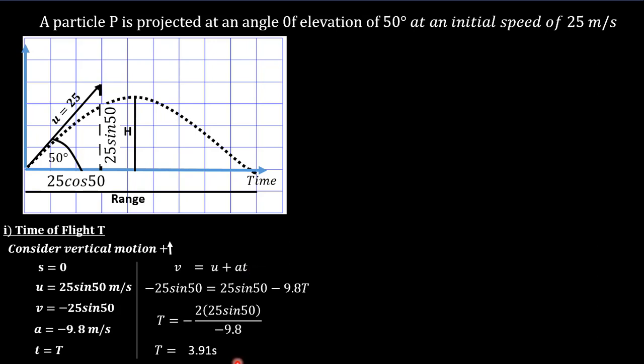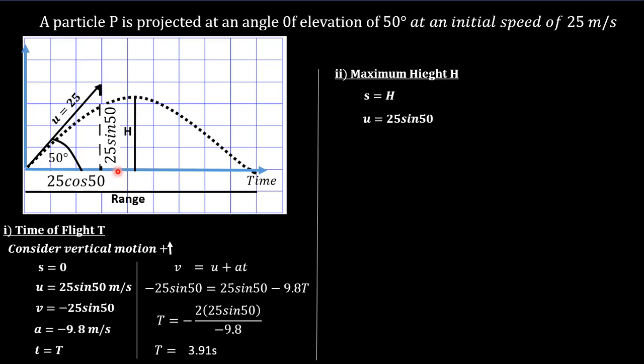Now the second thing that we are interested in finding out is the maximum height attained by the particle P. For that particular case students, once again we are going to consider the vertical motion of the particle. And for the vertical motion, the maximum height in our case is going to be equal to h. So the displacement s is equal to h. The initial velocity in the vertical direction is the vertical component, and that is going to be 25 sine 50. So u is going to be 25 sine 50.